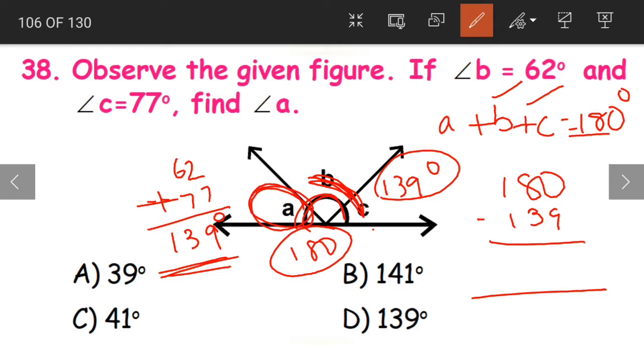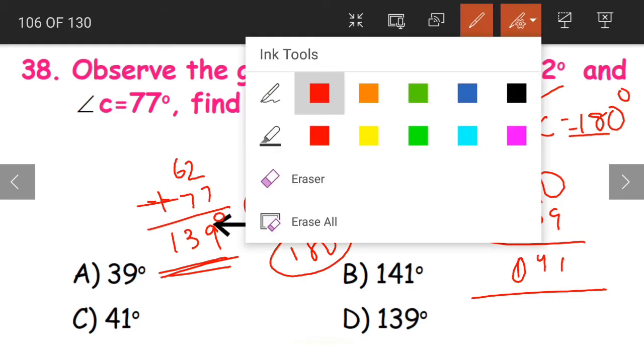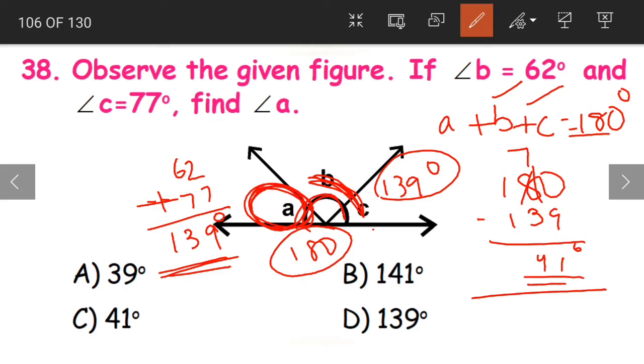We will be remaining with our angle A. So let us subtract. 0 minus 9 is not possible, borrowing. 10 minus 9 is 1, 7 minus 3 is 4, and then 1 minus 1 is 0. So what is our answer, children? This is 0, so we'll erase. So what is our answer? 41 degrees. The measure of angle A. Angle A is equal to 41 degrees. That is option C. I hope this is clear, right?